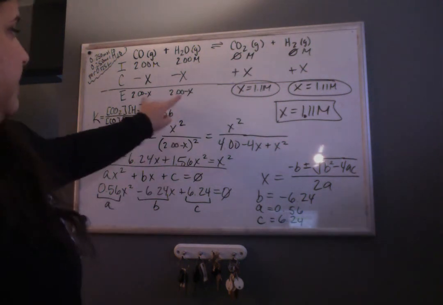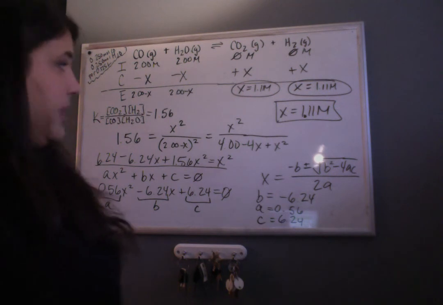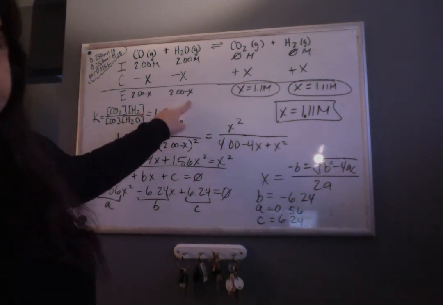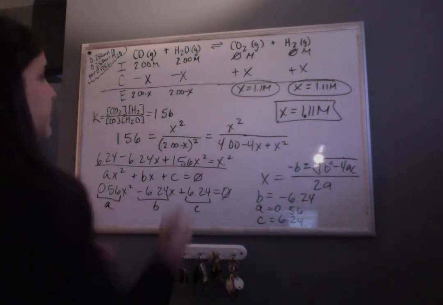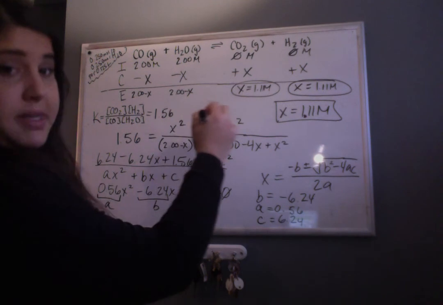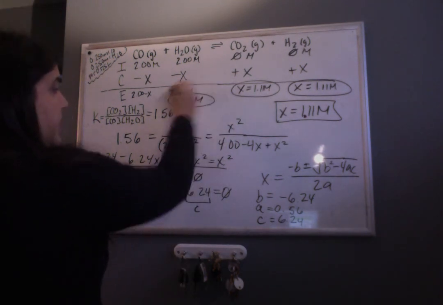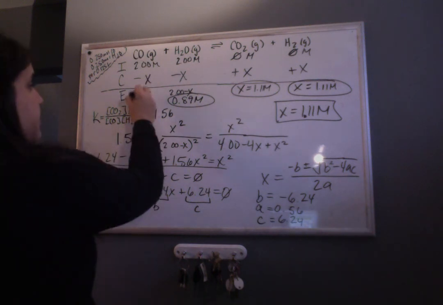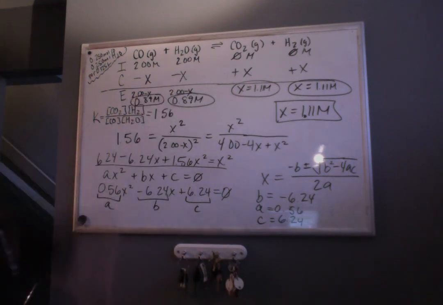But now I need to figure out my concentrations of carbon monoxide and water. Those would be 2.00 minus x, and again, x is my 1.11 molarity, so I find that my concentration of water would be about 0.89 molarity. And the same with my concentration of carbon monoxide at equilibrium, 0.89 molarity. Again, that's 2.00 minus 1.11 molarity.